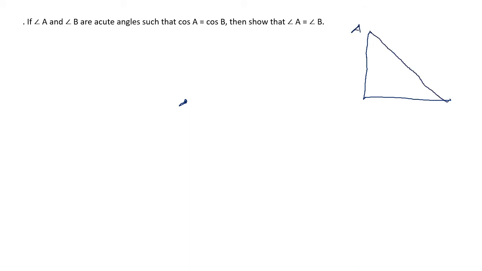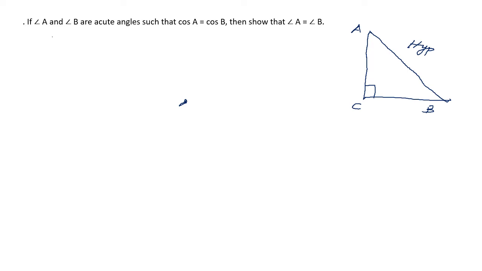So I am taking this as A and this as B. So C has to be the right angle. In triangle ABC, this is a right triangle, so this is the hypotenuse. This is the adjacent side or opposite side, whatever we can take. Now cos A equal to cos B is just given. Show that angle A equals angle B.